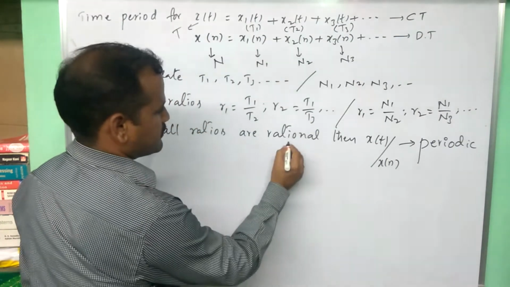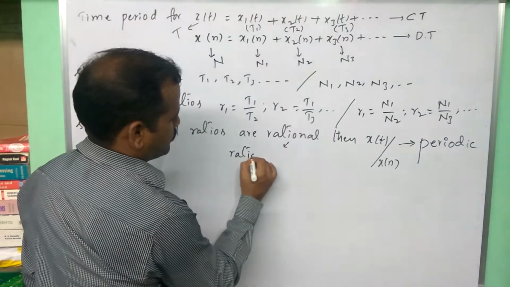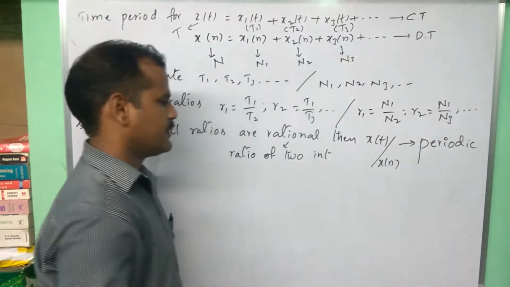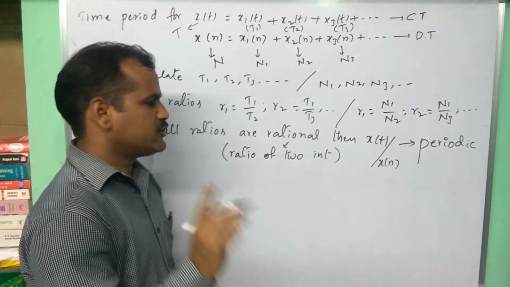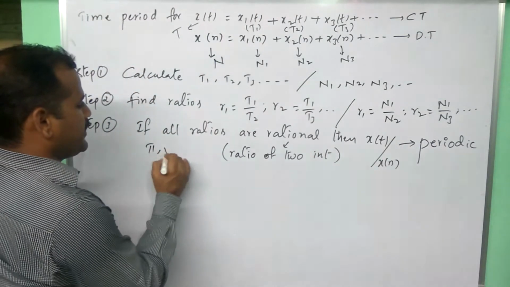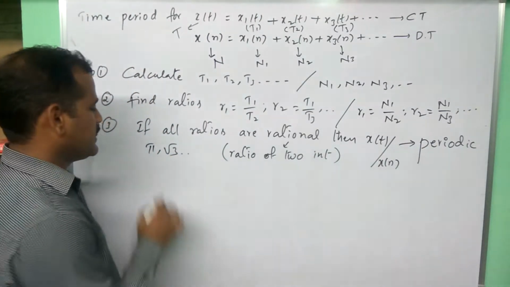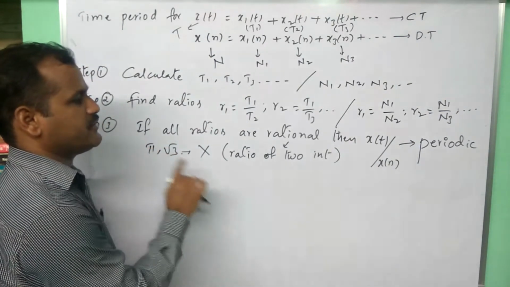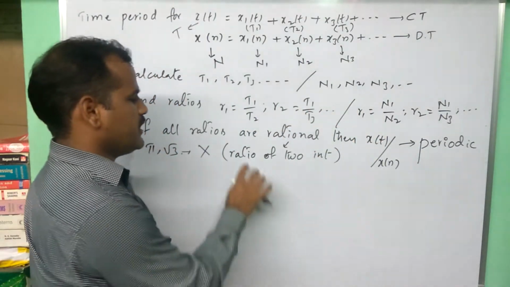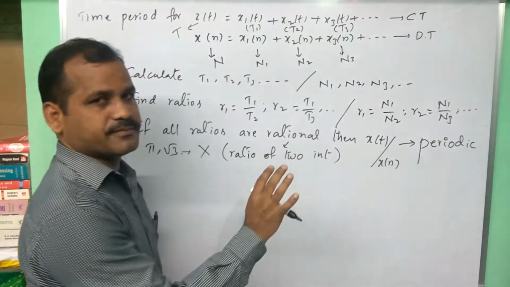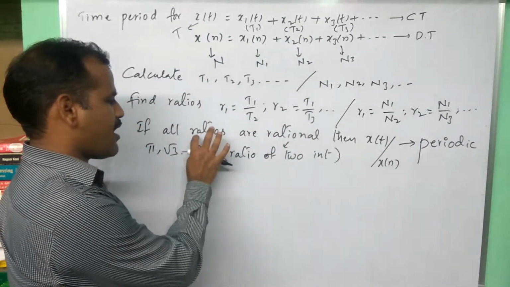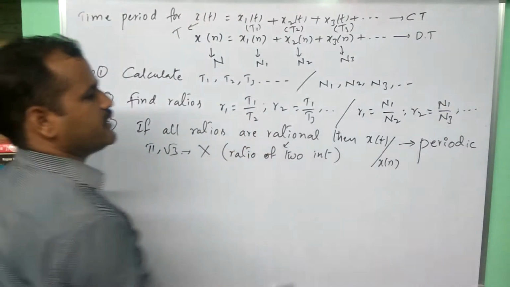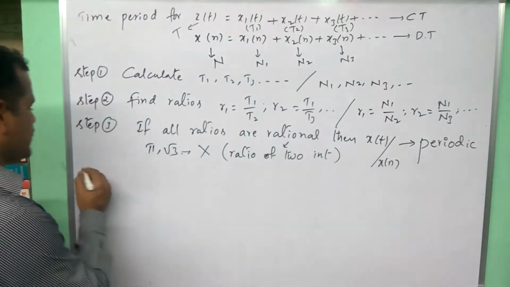Rational in the sense just a ratio of two integers. Ratio should not involve any pi or square root 3 and so on. There is no pi, no root 3 or square root of any integer value in these ratios. It should be fairly a ratio of two integers. Then it is called rational. If all ratios are rational, then the given signal is periodic. Confirming that it is a periodic signal, then we can proceed to find the time period of that signal.